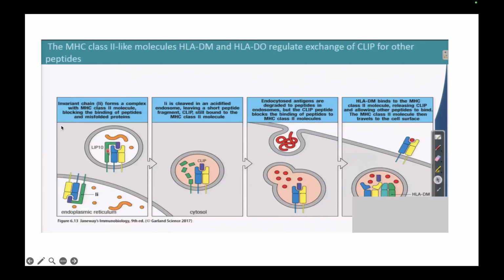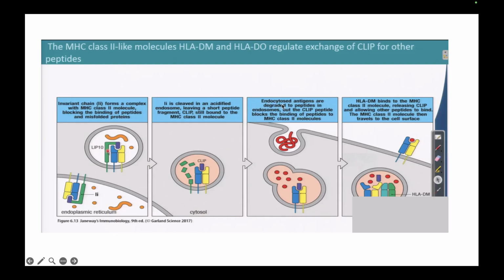So what happens? The invariant chain forms a complex with the MHC class 2 molecule, blocking the binding of peptides and misfolded proteins. This is what is happening at this step. Then the invariant chain is cleaved in the acidified endosome, leaving a short peptide fragment, CLIP. It is still bound to the MHC class 2 molecules here.